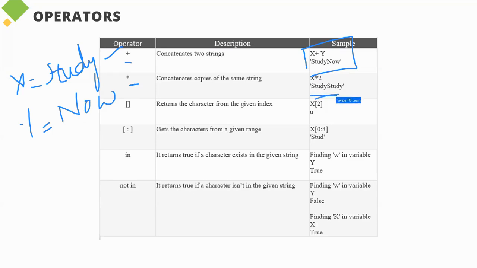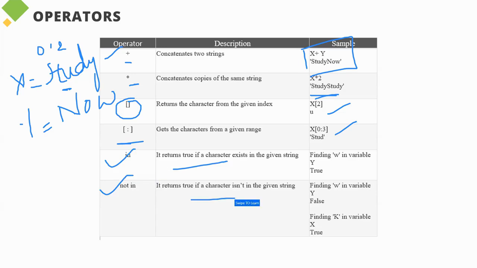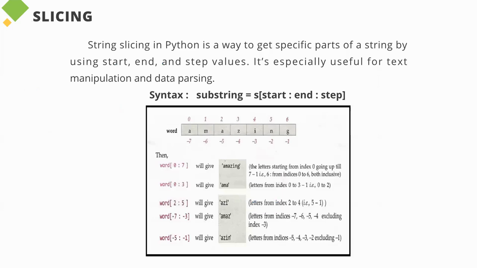And these brackets are also called slicing. Here we will be going with x of 2. I told you in the previous slide about indexing: s will be 0, t will be 1, u will be 2. So x of 2 gives u in the output here. This gives a series of characters. I told you about in, not in. In will return true if the character or the wording exists in the string. Not in returns true if the character is not in the string.